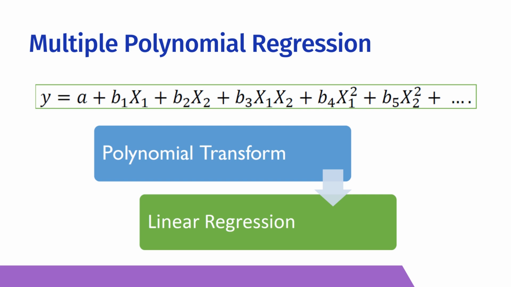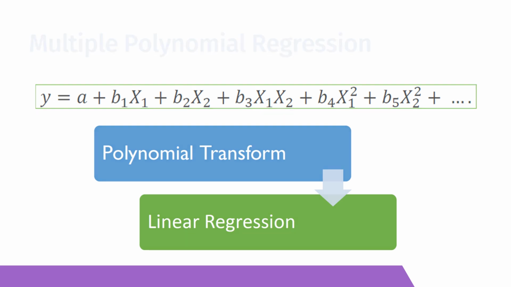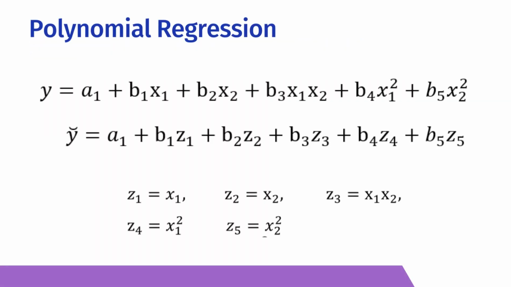But one good news is that we can still perform this as a linear model by transforming the features into a new dimensional space. Let's look at one particular example with two features and a second order polynomial equation. Using two features with the second order polynomial equation, we have six parameters: a1, b1, b2, b3, b4, and b5. This is a second order polynomial equation. We can see that we have x1 squared, x2 squared, and x1 x2.